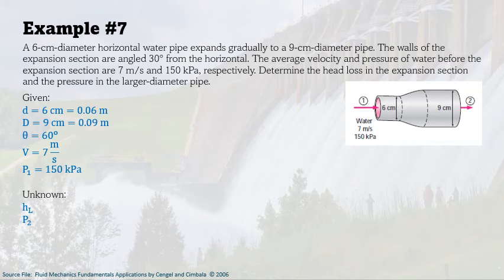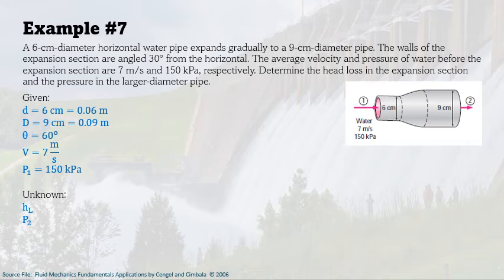So let us have an example. We have here a 6 centimeter diameter horizontal water pipe which expands gradually to a 9 centimeter diameter pipe. The walls of the expansion section are angled 30 degrees from the horizontal. The average velocity and the pressure of water before the expansion section are 7 meters per second and 150 kilopascal respectively. We determine the head loss in the expansion section and the pressure in the larger diameter pipe.